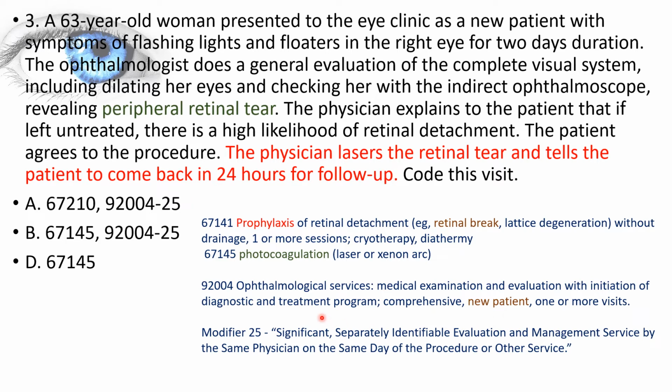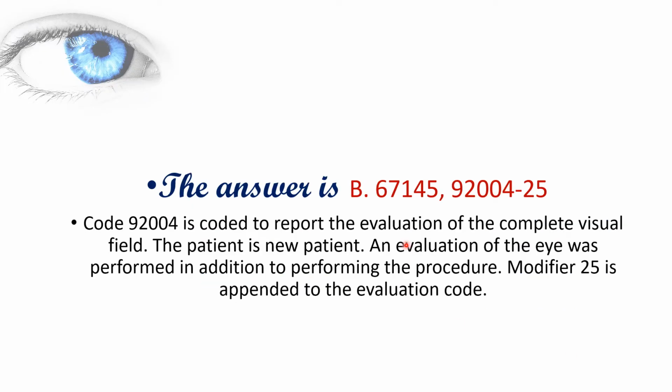So what is this? It is an E/M code. Modifier 25, significant, separately identifiable evaluation management service. So the answer is B. Code 92004 is coded to report the evaluation of complete visual field. The patient is a new patient. Evaluation of the eye was performed in addition to performing the procedure. An eye evaluation was also done along with the procedure. Also we have to use modifier 25.